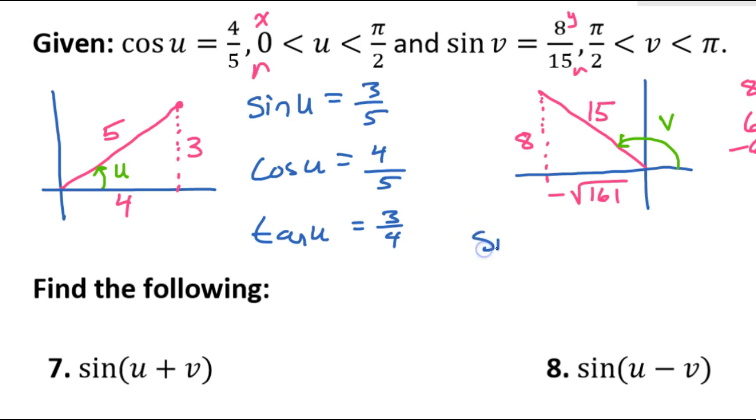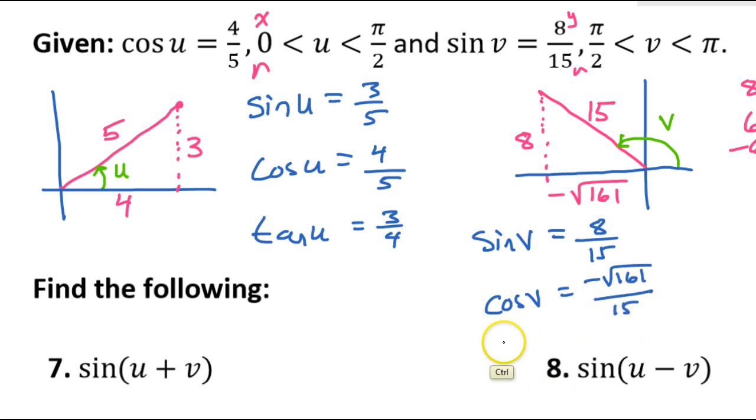Sine of V is going to be 8 over 15. That was given. Cosine of V is x over r, so that's going to be negative radical 161 over 15. The tangent of v is going to be y over x, so that would be 8 over negative radical 161. So we can refer back to this as needed.